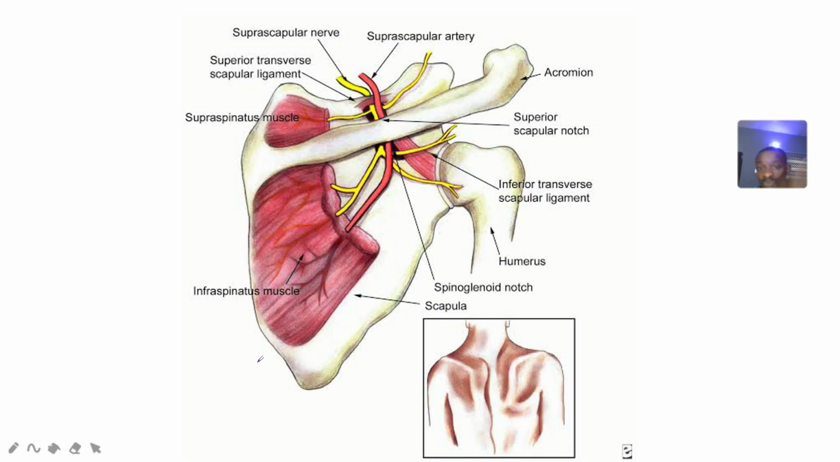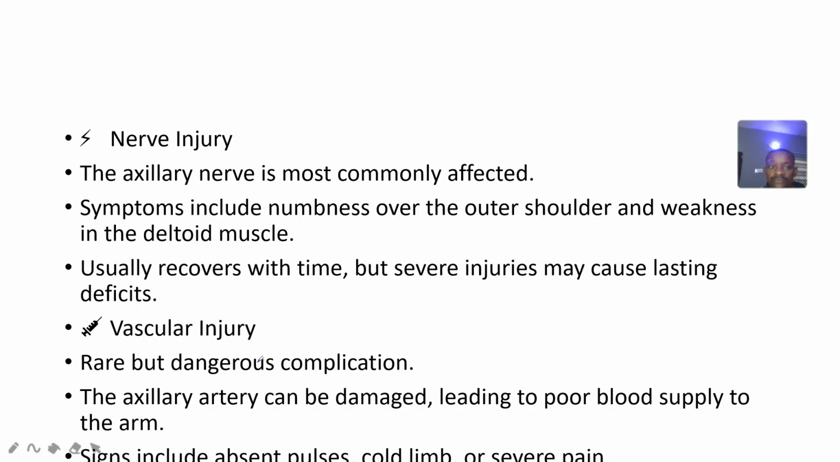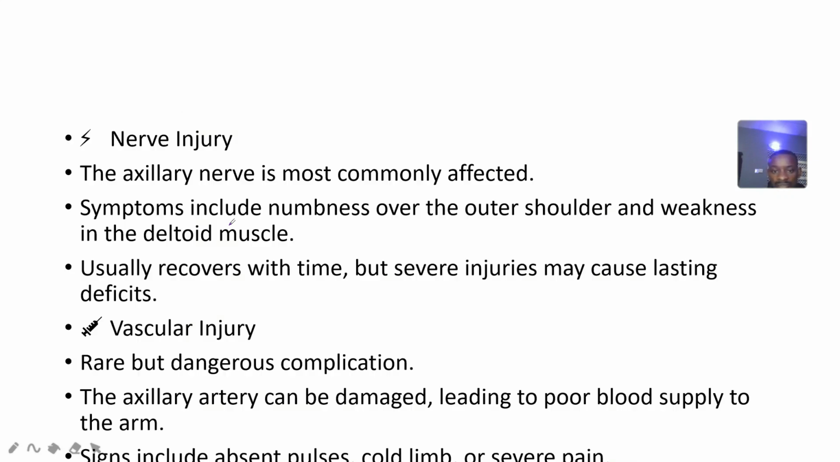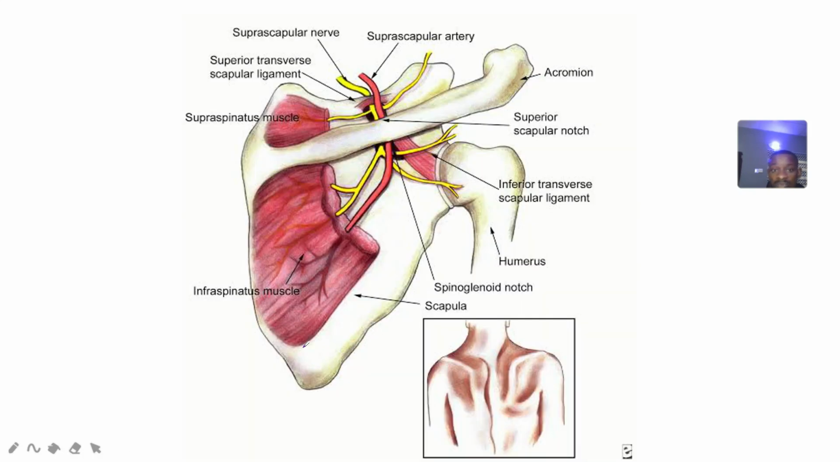Okay, this is just trying to show the blood vessels and the various nerves that are around the shoulder. So nerve injury, we said that the axillary nerve is the nerve that is most commonly injured. Okay, most commonly injured. So symptoms include numbness over the side that the axillary nerve supplies. Of course, the axillary nerve supplies the shoulder and the deltoid muscle. Usually recovers with time.